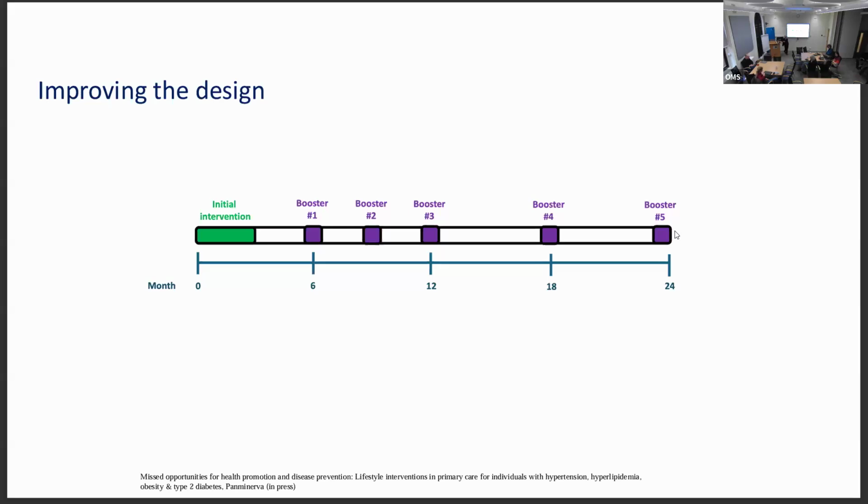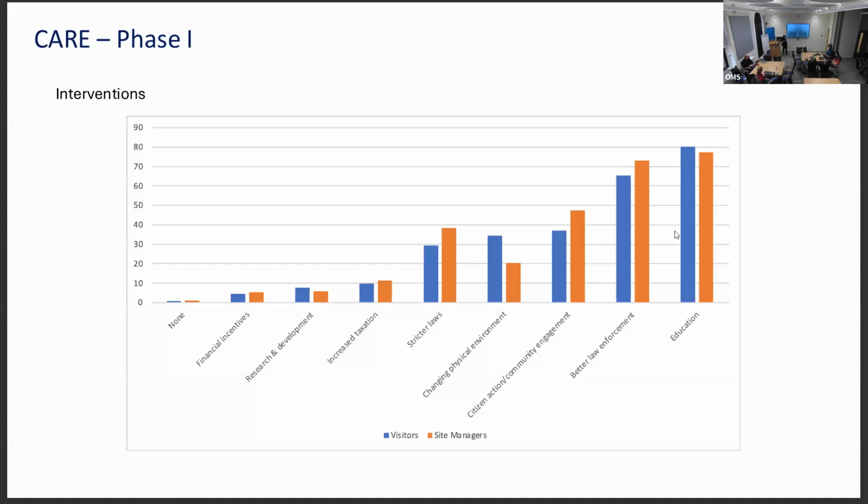I find it really interesting about how the 2 most commonly prescribed potential interventions were education and better law enforcement. So I work in a marine conservation context. I work a lot on illegal fishing. And those are the 2 prescriptions that are most commonly used and that a lot of practitioners are now realizing aren't enough.